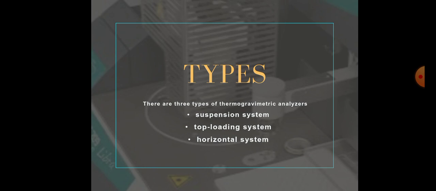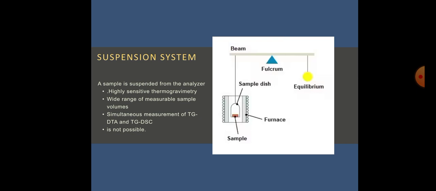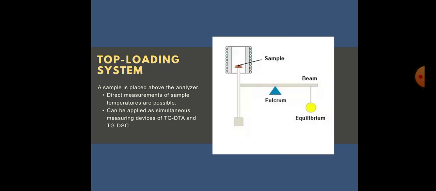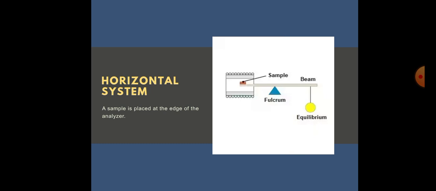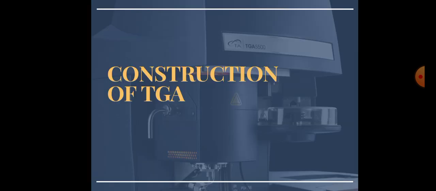Types. There are three types of thermogravimetric analyzers: suspension system, top loading system, and horizontal system. First of all, we will see the suspension system. A sample is suspended from the analyzer. It offers highly sensitive thermogravimetry and a wide range of measurable sample volumes, but simultaneous measurement of TGA and TG-DSC is not possible. Top loading system. A sample is placed above the analyzer. Direct measurement of sample temperature is possible, and it can be applied as a simultaneous measuring device for TG-DTA and TG-DSC. Horizontal system. A sample is placed at the edge of the analyzer.